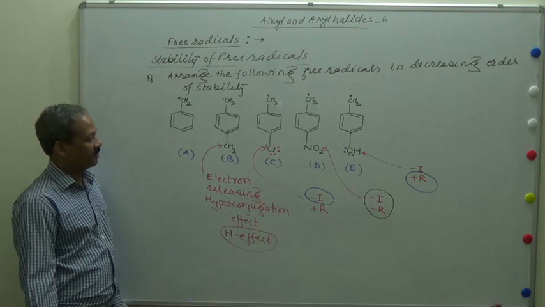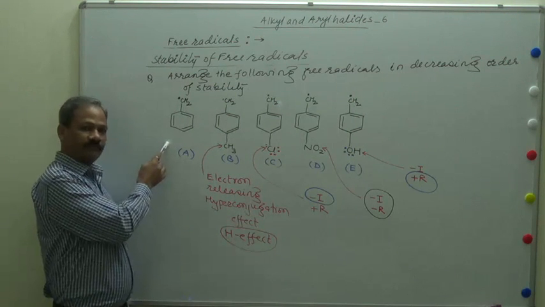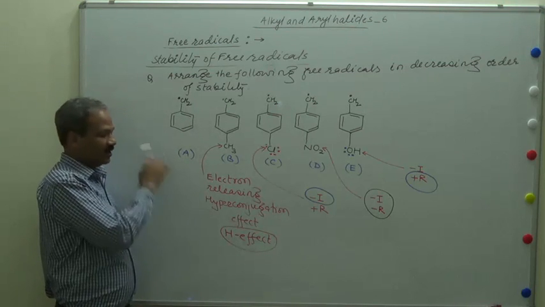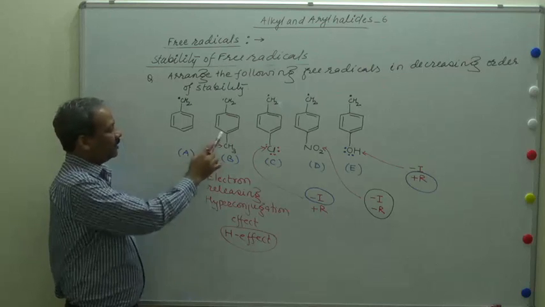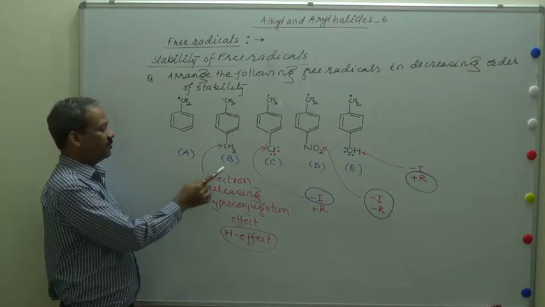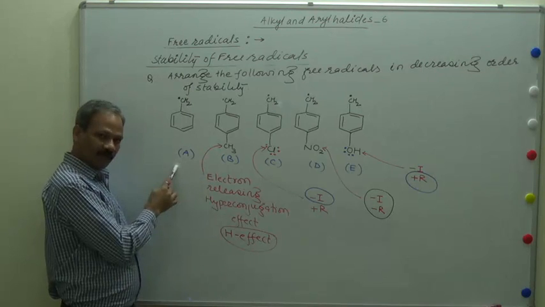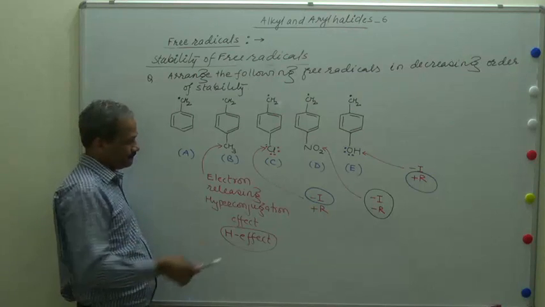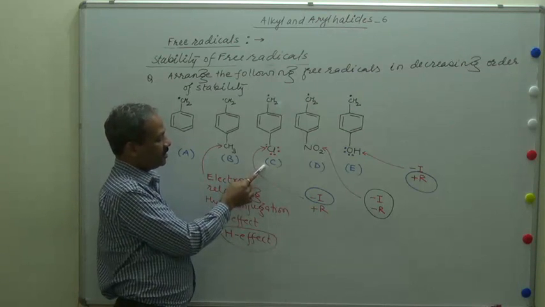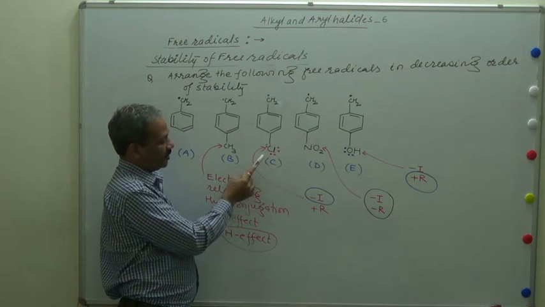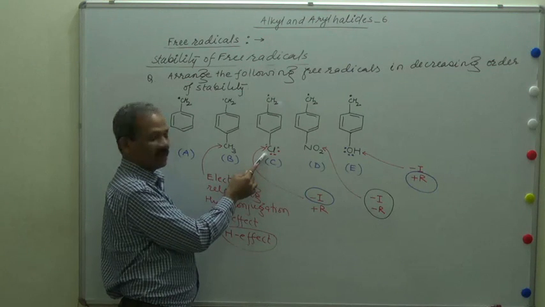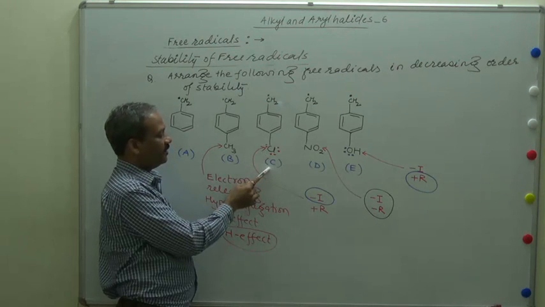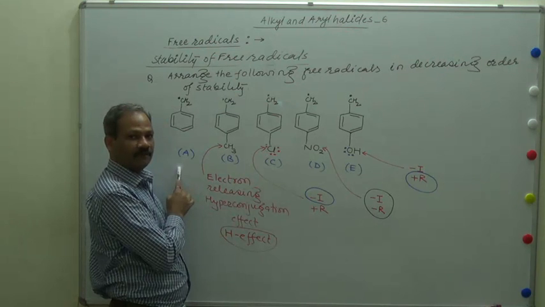So now we can compare. In this free radical, there is no substituent, so it can be used as a reference. Here there is an electron releasing substituent, so the stability of free radical B is more than that of A, because an electron releasing substituent increases the stability of a free radical. In C, the dominating electronic effect of Cl is electron withdrawing effect. So the stability of free radical C is less than that of free radical A.